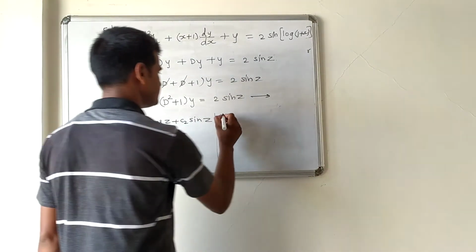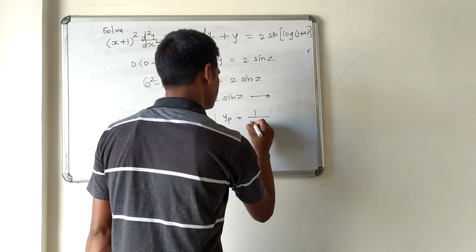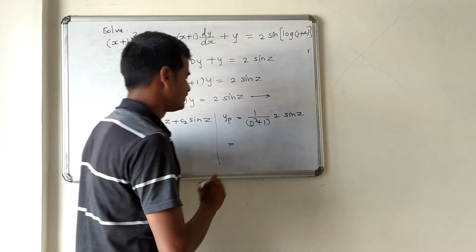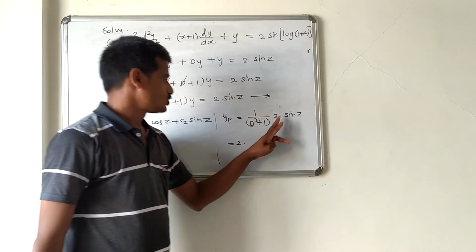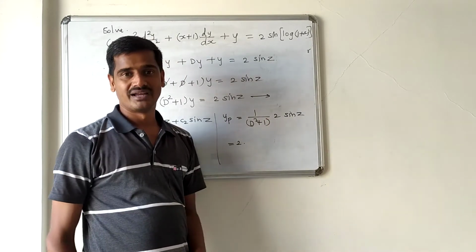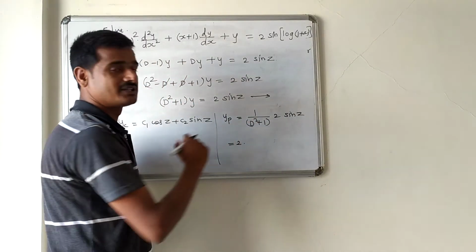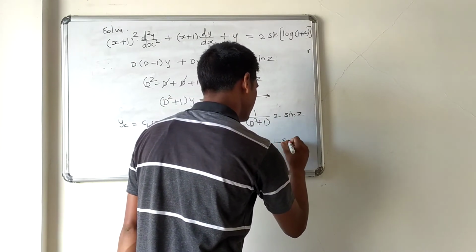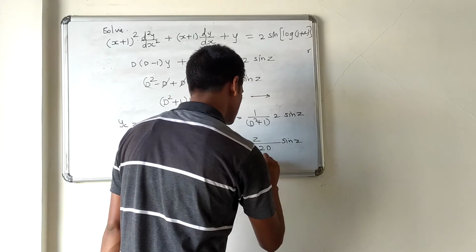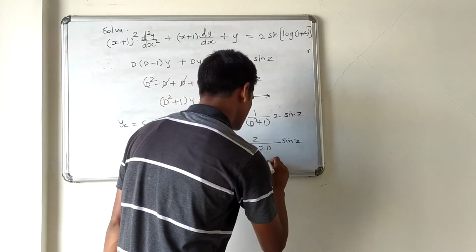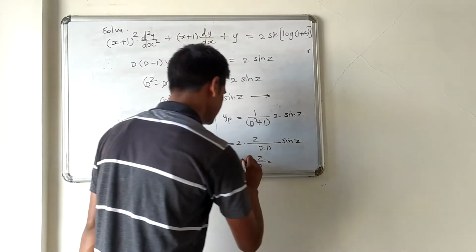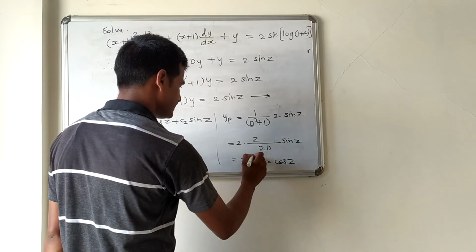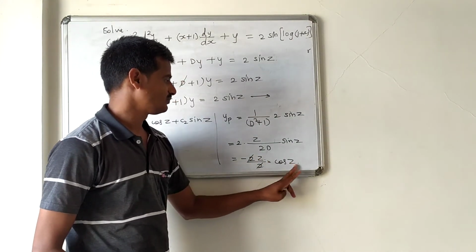Now the particular integral is equal to 1 upon (D square plus 1) operated on 2 sin z, so it is 2 times. Now shortcut method: replace D square by minus 1. Case of failure: minus 1 plus 1 is 0. So multiply by z and divide by the differentiation of the denominator, 2D, operated on sin z. So it is 2z upon 2 times the integration of sin z. What is the integration of sin z? It is minus cos z. So you cancel these two, and the particular integral is simply minus z cos z.